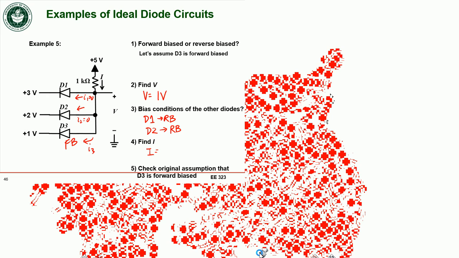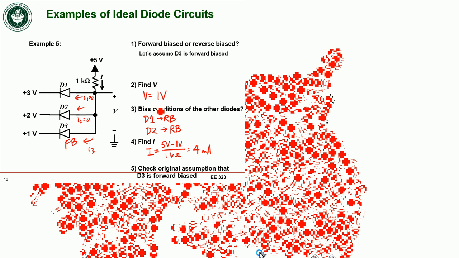So my current I will be, what's the equation? -5 volts minus 1 volt over 1 kilo ohm. So 4 volts over 1 kilo ohm. So 4 milliamps. And again, it looks like our original assumption was okay because I have some current going through my 1 kilo ohm resistor that goes through my forward bias diode D3, and no current goes through D1 and D2 because they're in reverse bias. Everything looks okay.